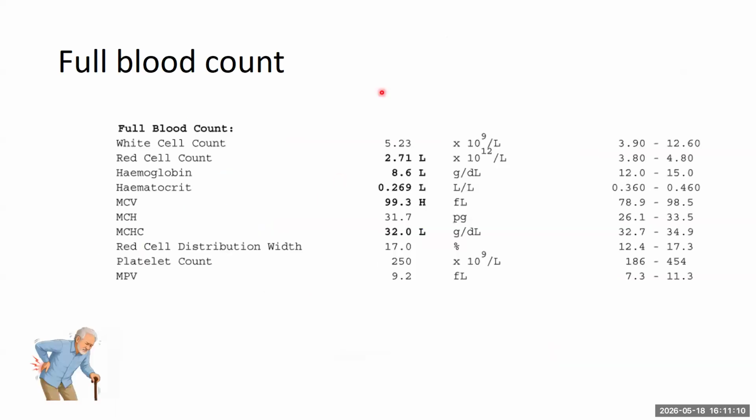This was the patient's FBC, and we can see that he had an anemia of 8.6 grams per deciliter with a decreased red cell count and a slightly increased mean cell volume of 99.3 femtoliters. His white cell count and platelet count were otherwise unremarkable. So at this point, it raised the possibility of an evolving macrocytic anemia, and correlation with the peripheral smear was then required.